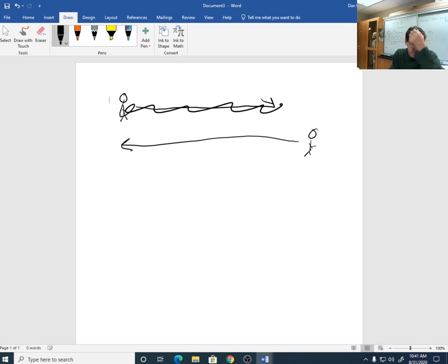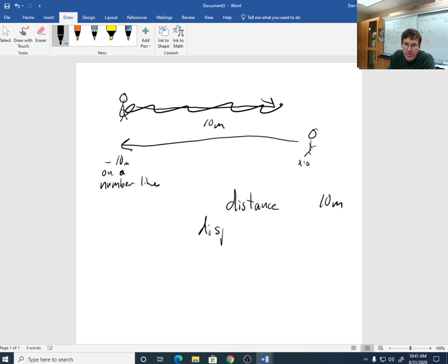Okay, they walk backwards. We'll call this x position of 0, and this position is negative 10, right? So this is 10 meters in the left direction, negative 10 on the number line. So what is my distance traveled? That would be 10 meters. Scalar quantity, no direction. What is my displacement?